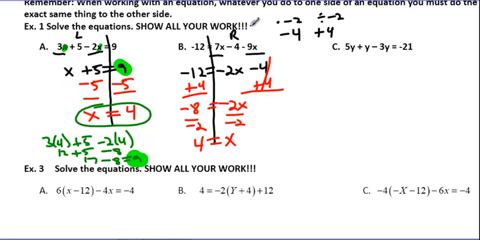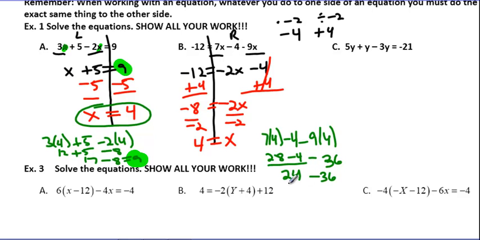Once again, we're going to check our answer. I'm going to plug 4 in for both of my x's. So I have 7 times 4 minus 9 times 4. That's 28 minus 36. Sorry, what am I thinking here? This is going to be a negative 8, minus 4, which gets me to negative 12. Negative 12 here, negative 12 here. This is the correct answer.